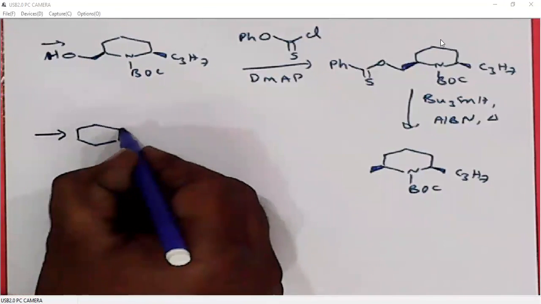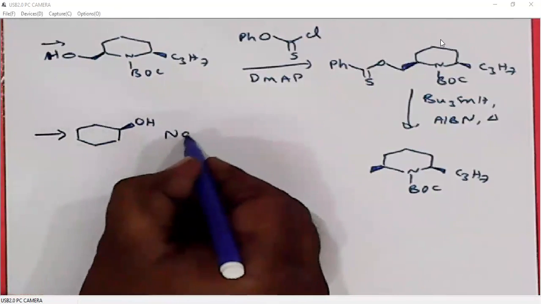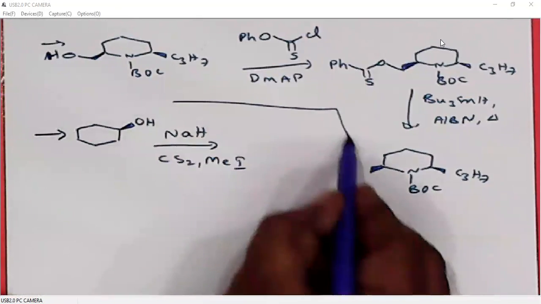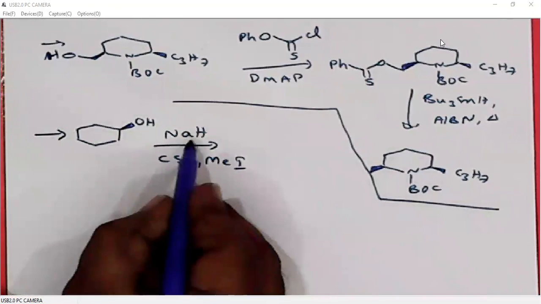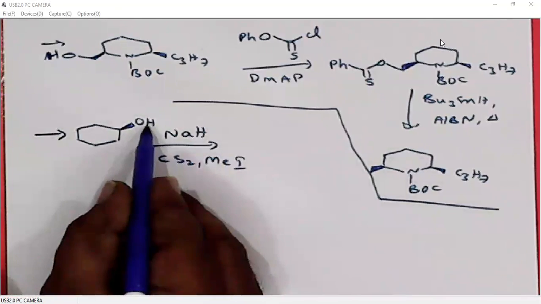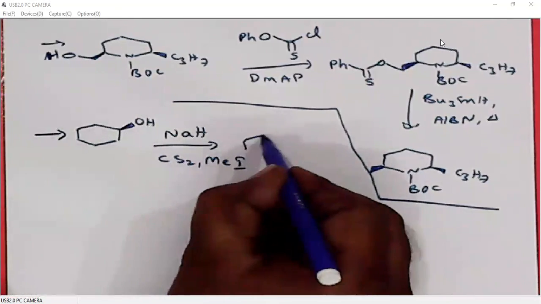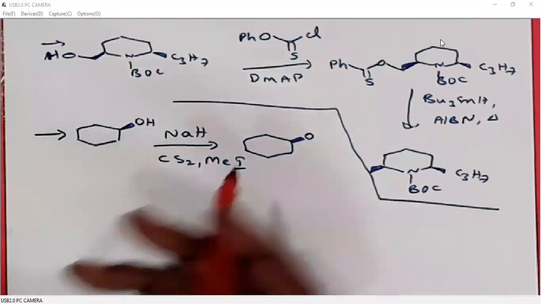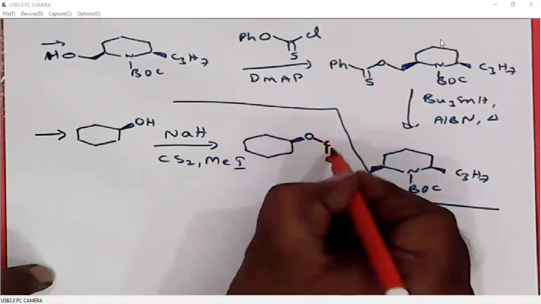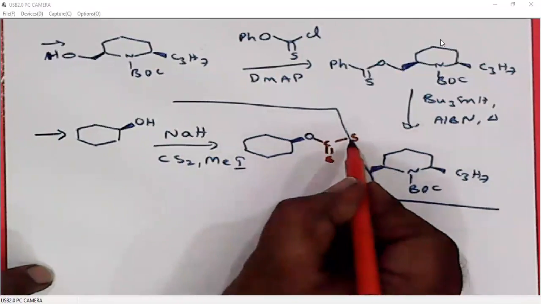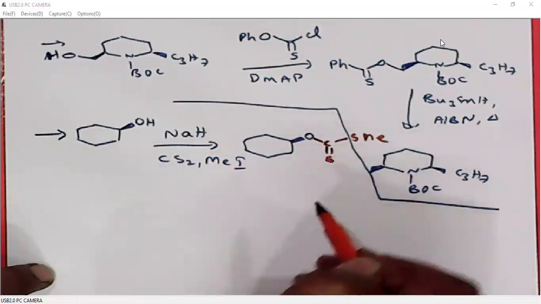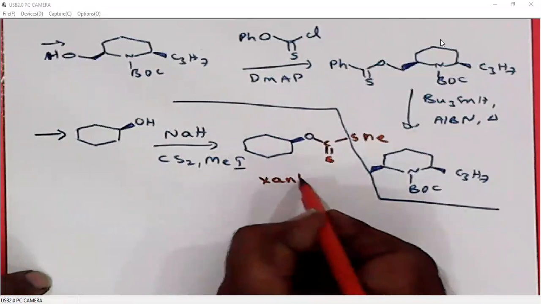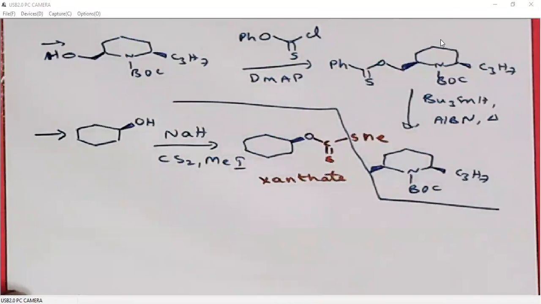Not only thioester, we can also convert alcohols into xanthates, using CS2 and methyl iodide. Sodium hydride will pick up the proton from OH. O minus will add to CS2, giving C double bond S, single bond S minus. S minus will be alkylated with Me, iodide will be leaving. This is called xanthate.